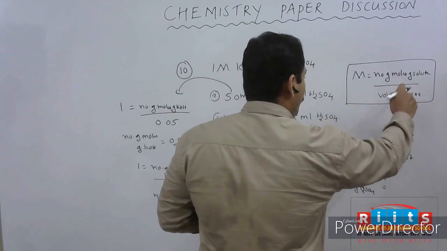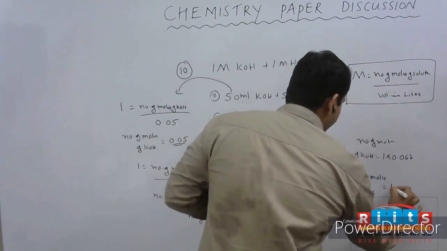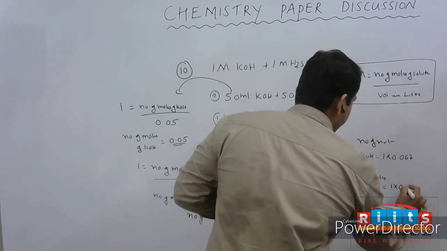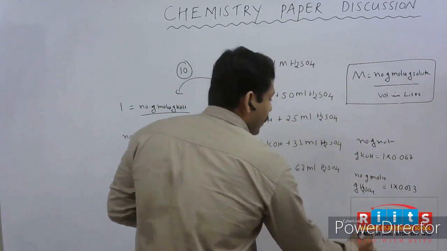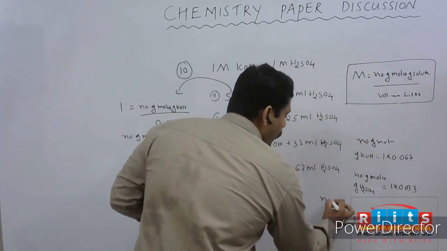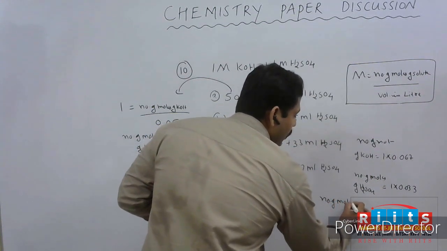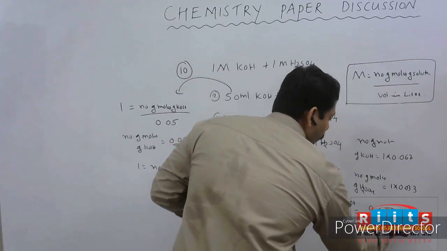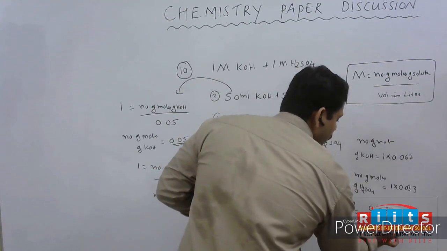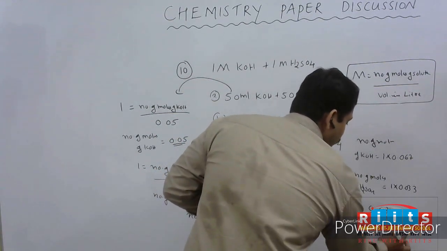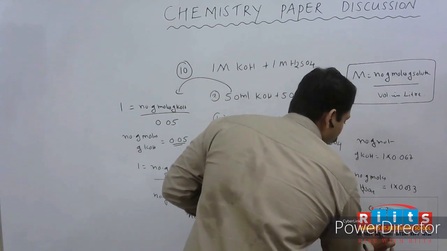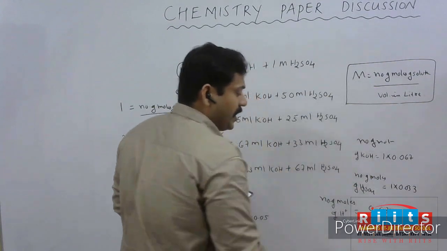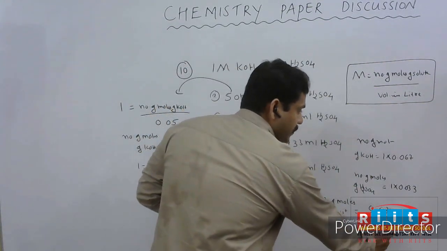Here I don't know the value. Here I know the value 33. So that will be 1 into 0.033, right? But what about the number of moles of H plus? Now double the number, right? 0.033 plus 0.033, so 0.066, correct? So which is the limiting factor? 0.066 is the limiting factor.